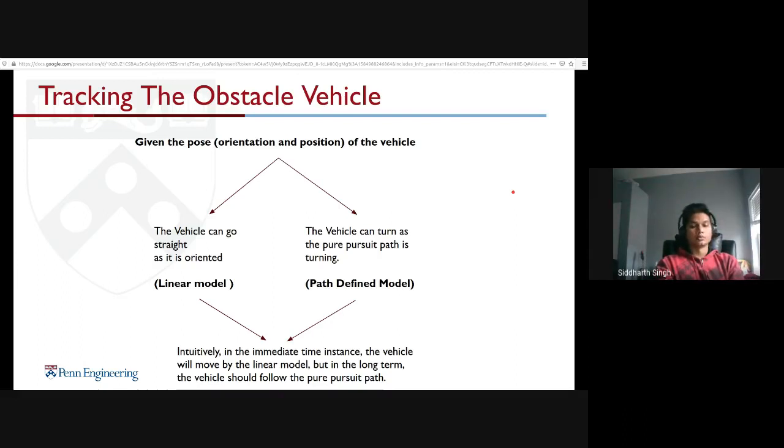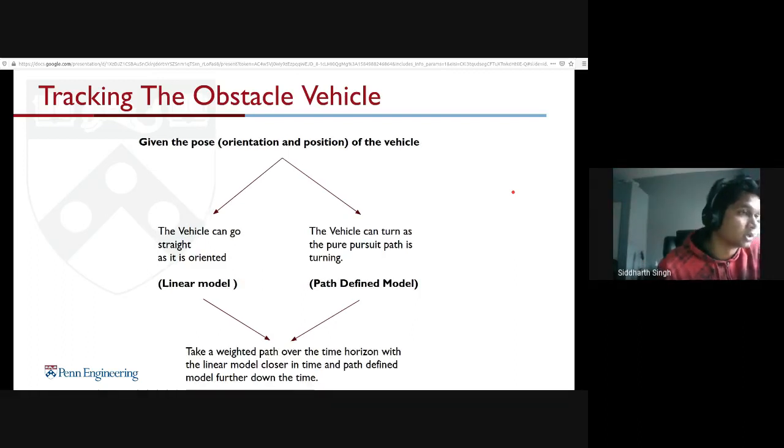So it's more like inertia, right? If I'm currently in a state, I would try and be in that state. But if somebody is forcing me, which is the pure pursuit path, to be in its state, I would eventually go into that state. But at the current time instance, I would try to be in my state only, right? So if that is intuitively correct, what we can do is take a weighted path over the time horizon, which is say 10 seconds, and we choose that our linear model will work closer to time zero, and further down the time as time evolves, we will try and take the pure pursuit path. Does that make sense?